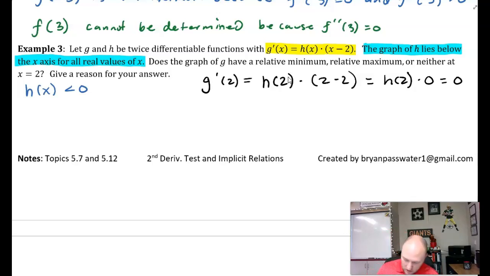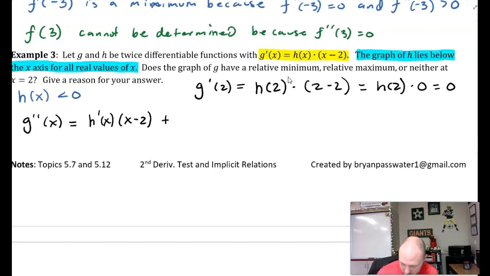Okay, well, what is now g double prime of 2? And in order to find that, I first have to find out what's g double prime. So I'm going to take the derivative of my g prime. So we have the derivative of the first, h prime of x times x minus 2, plus the derivative of the second, 1 times h of x. Okay.